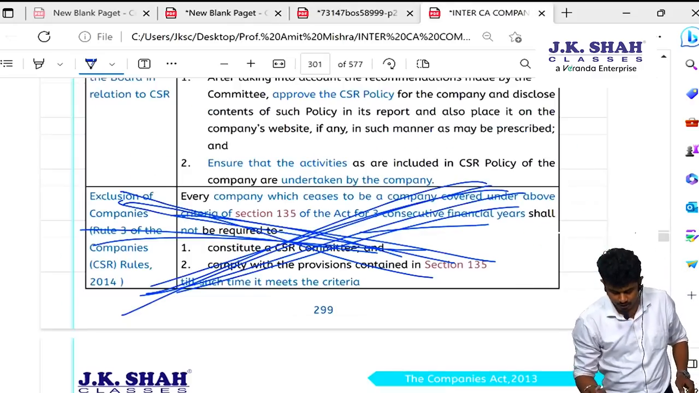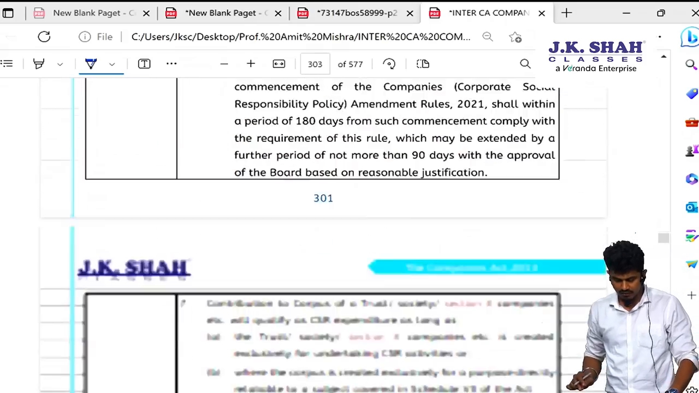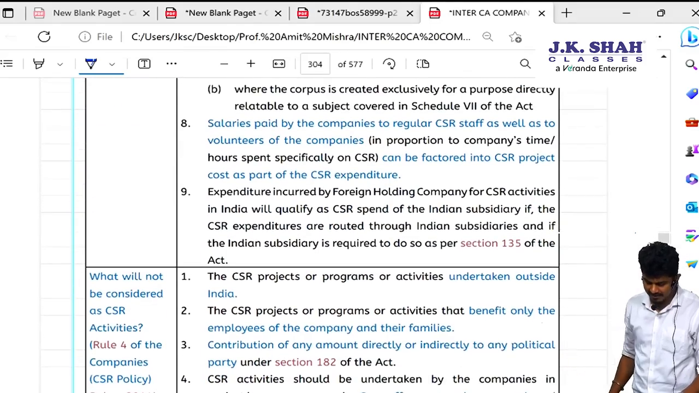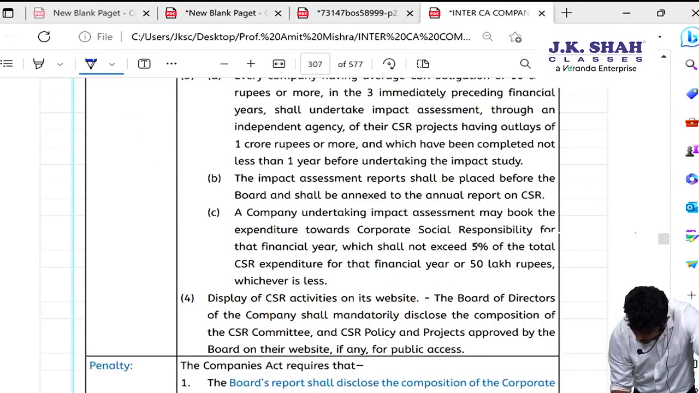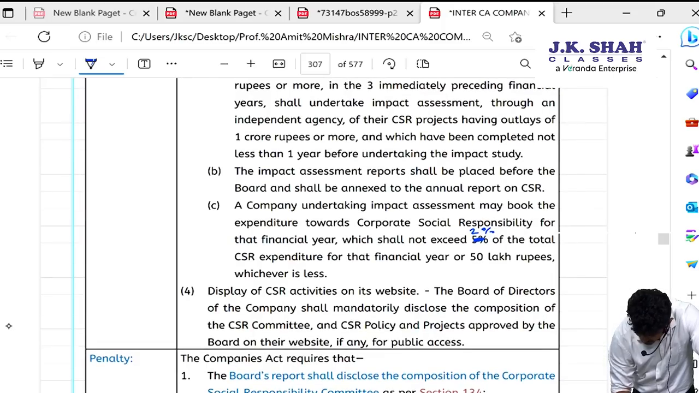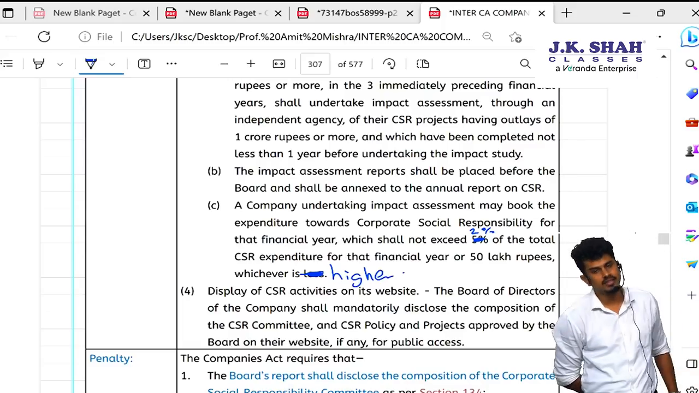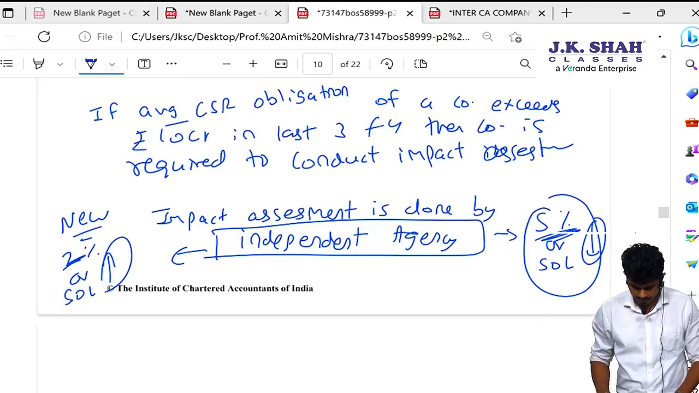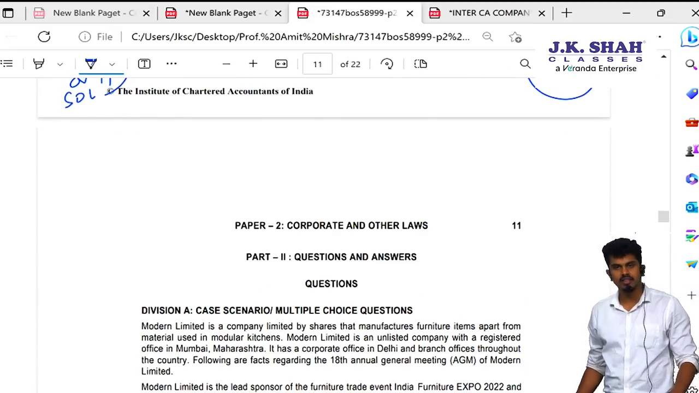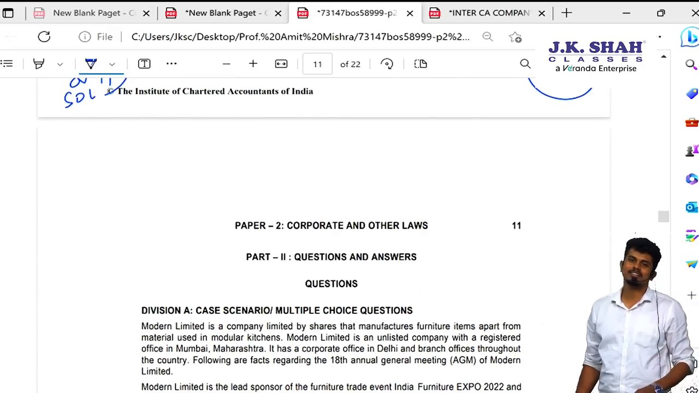So please go to your respective notes where you have that impact assessment point. You need to just strike out 5% from here and write 2%. Write 2% and cancel 'whichever is less' and write 'whichever is higher'. That's it. Easy? Simple? Okay, so we are done with the amendments. Now we can move on to questions.